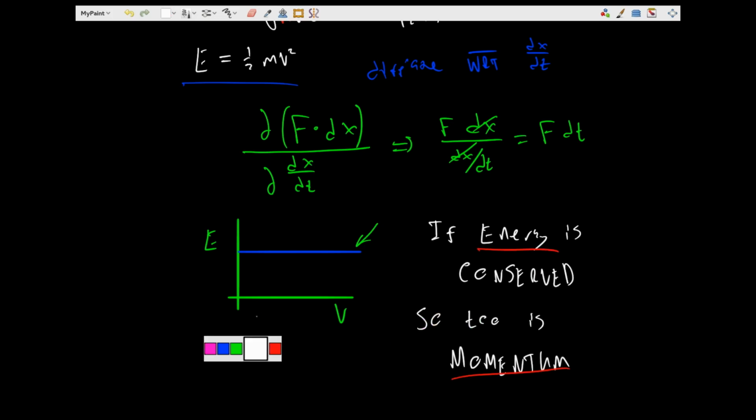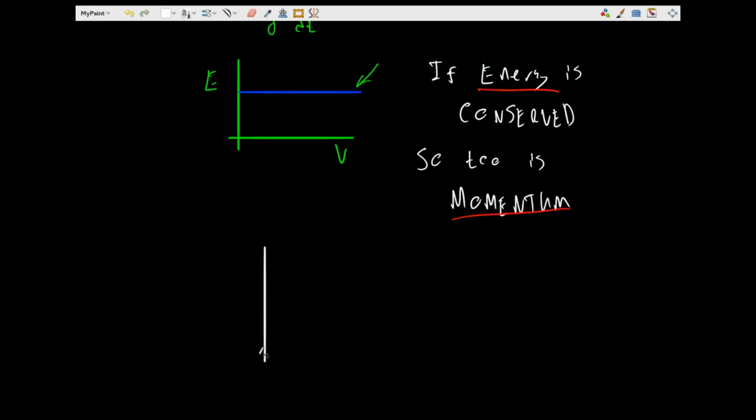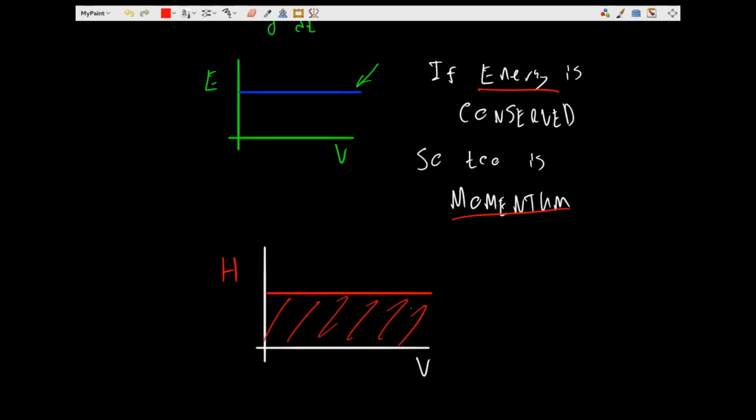So basically, if we have energy conservation, we can pretty much assume that we have momentum conservation. However, since this is differentiating to get momentum, it does not work the same way around, as we can see in the following diagram. So if we have momentum here and velocity here, if we integrate this, we will find that our energy is in fact not constant.